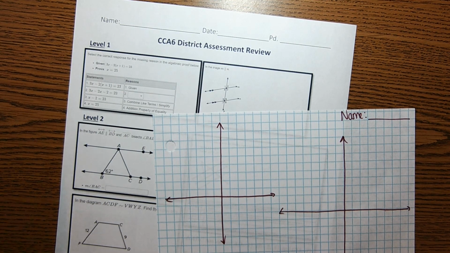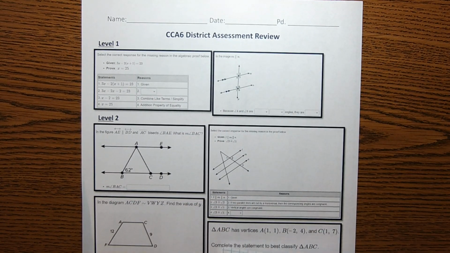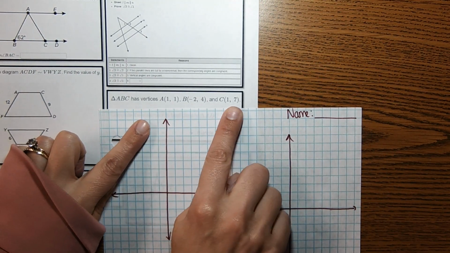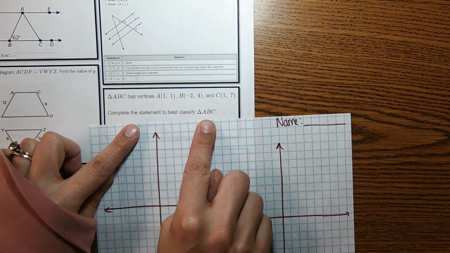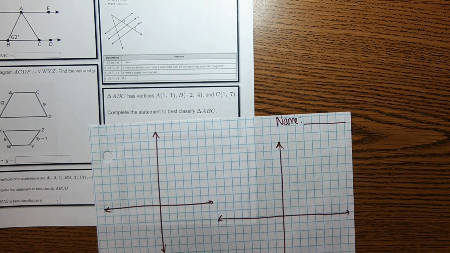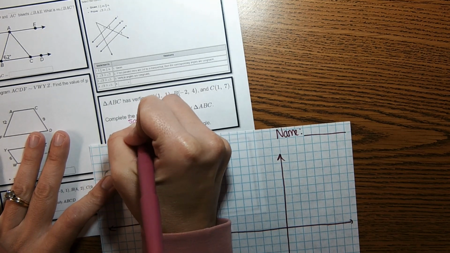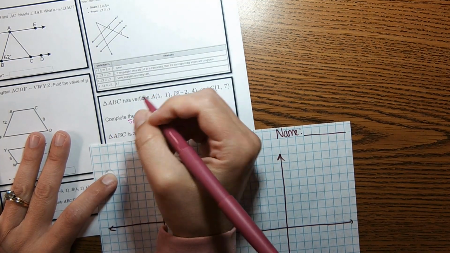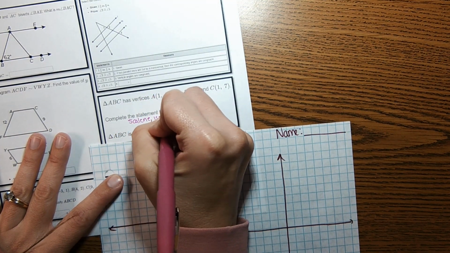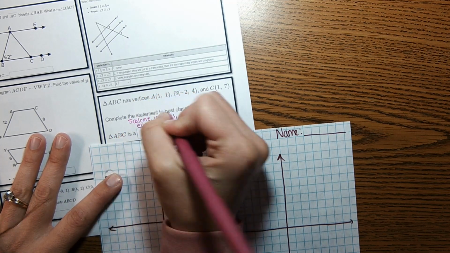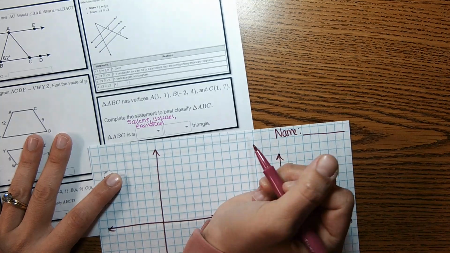Okay, so starting down here with the graphing ones, and then we'll work our way up. Down here it says triangle ABC has these vertices, and it says complete this statement to best classify ABC. The answer choices are scalene, so that would be all sides different lengths, isosceles, that would be two sides the same length, and equilateral, so that would be all sides the same length. So that would be the options for this drop down here.